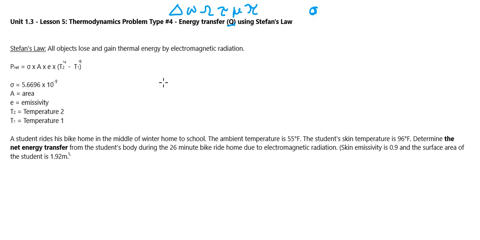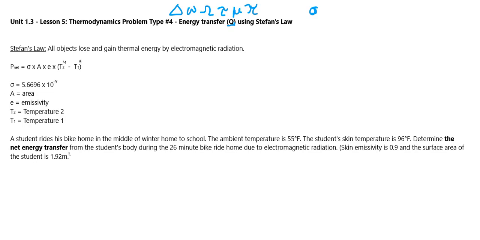So that's sigma, and always this equals, in this problem, 5.6696 times 10 to the negative 8th power. So that's always what that equals. That's what you plug in for that. Then A equals area, E equals, this is a lowercase e, emissivity, and T2 is temperature 2, T1 equals temperature 1. We'll explain how you can tell which one is which.